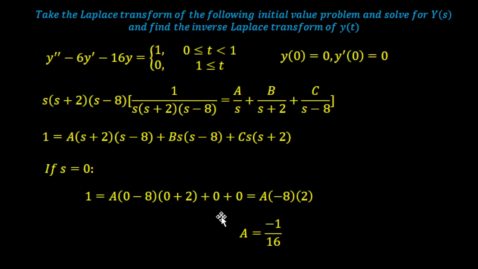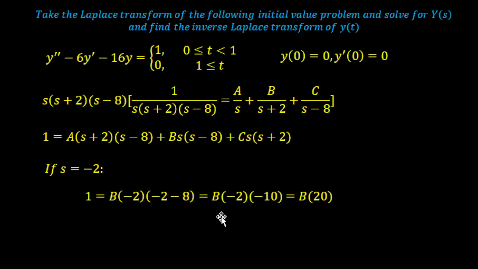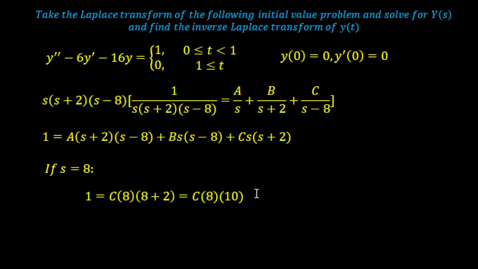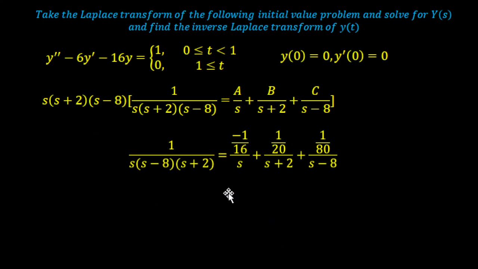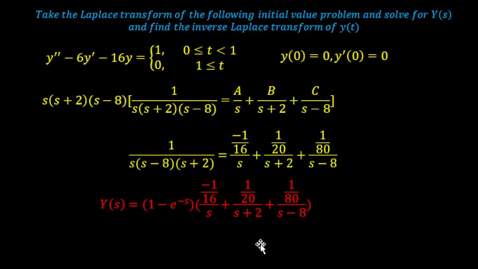And we've found A. And the same goes for B and C. We just set s equal to -2, and the terms containing A and C cancel out. And B is already found to be this. Same with C, setting s equal to 8. Then the terms containing A and B cancel out, and C is equal to this. And we have now expressed this in partial fractions, and we can now find the inverse Laplace of this y of s, given our formula.